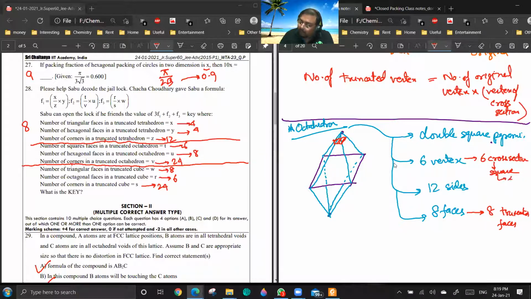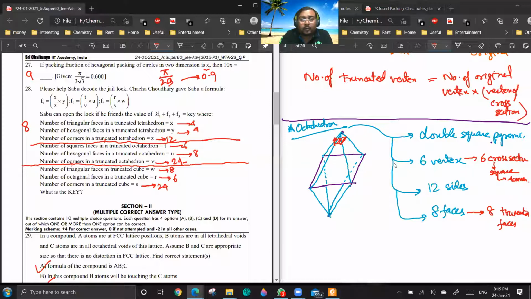One vertex will be giving 4 new corners. Yes or no? Are you getting my point? If you're cutting like this, you're getting 1, 2, 3, and 4. So 4 corners for one vertex. So for 6 vertices, how many corners will you get? 24. Is it clear? Yes or no? Yes. Okay.